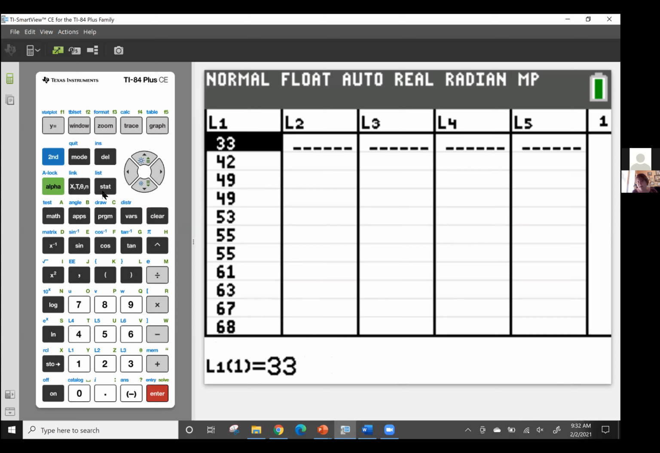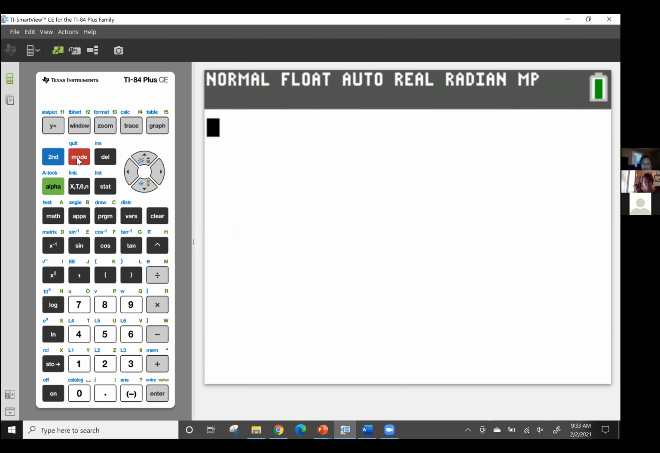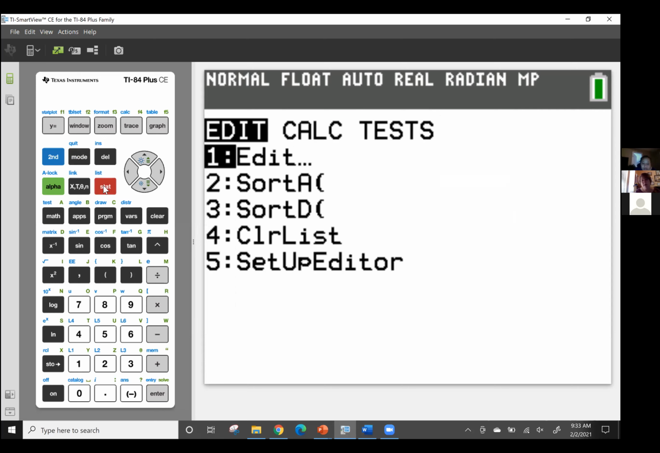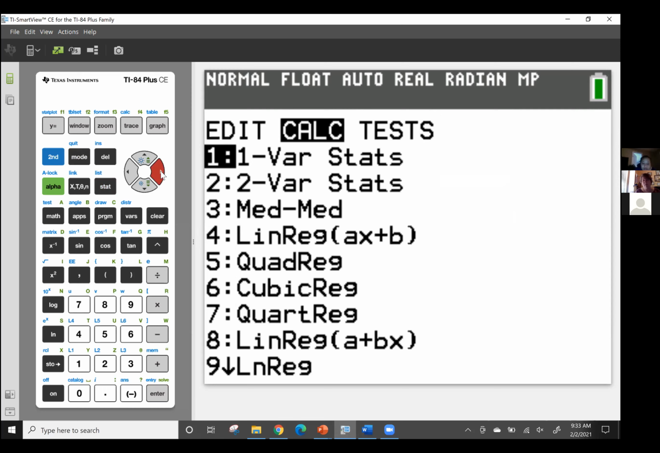So now I'm going to calculate the one variable statistics for this list of data. I'm going to first exit. Once I put my numbers in my list, I need to exit out of that list to actually do the calculation. So I'm going to do a second quit. Now I'm going to go back into my stat menu and arrow over one to the right to the calculate menu. And I'm going to calculate the one variable statistics on that list.